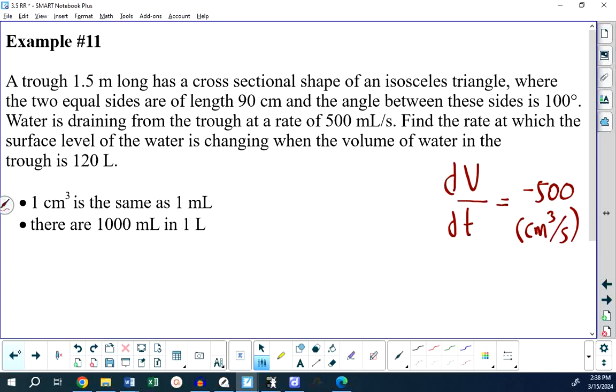I cannot use meters anywhere here anymore. Now, could I have figured out how many cubic meters that is per second? Yes, but it would be such a tiny number, it wouldn't be a good idea. I mean, 500 cubic centimeters, that's 2 cups of water, by the way.